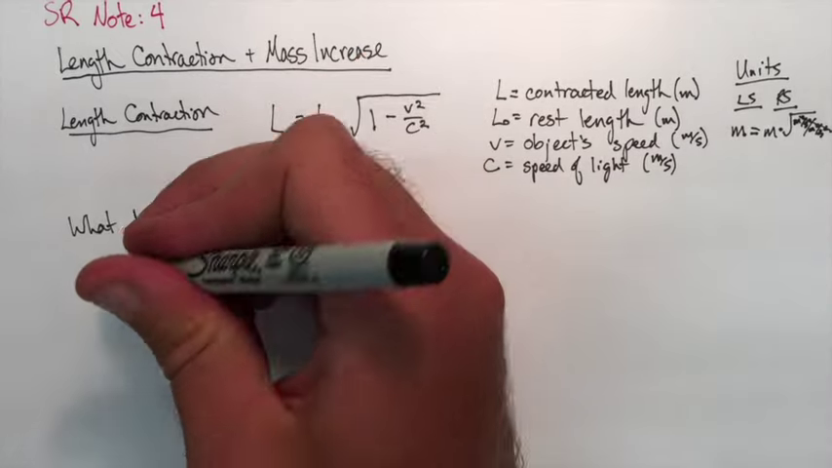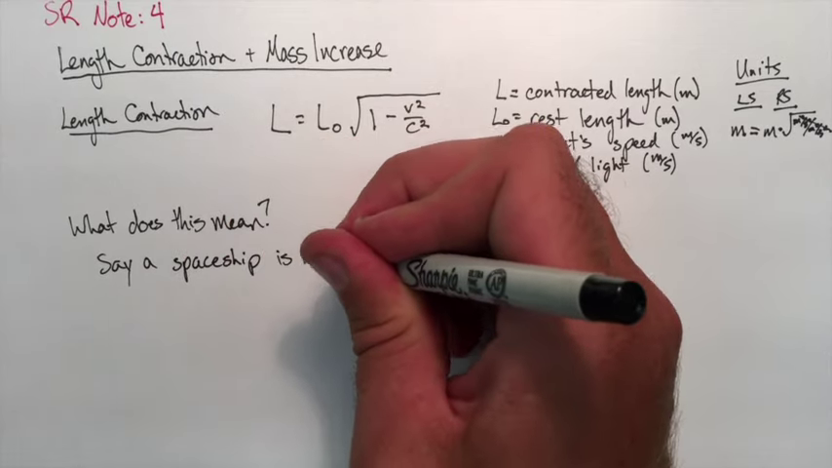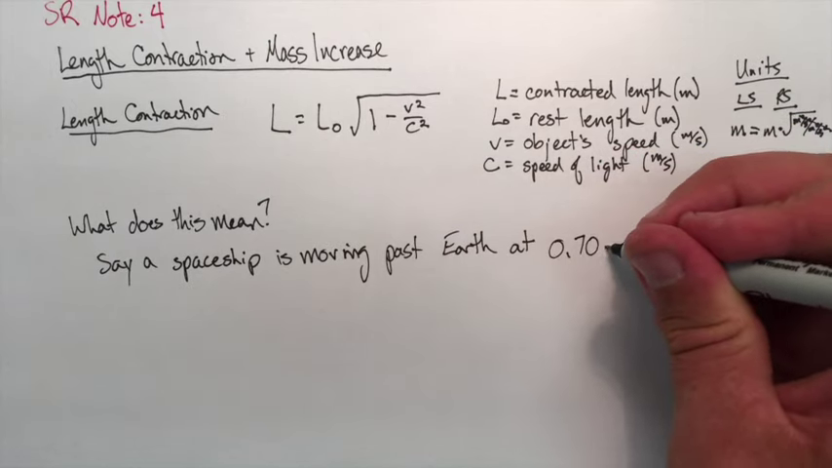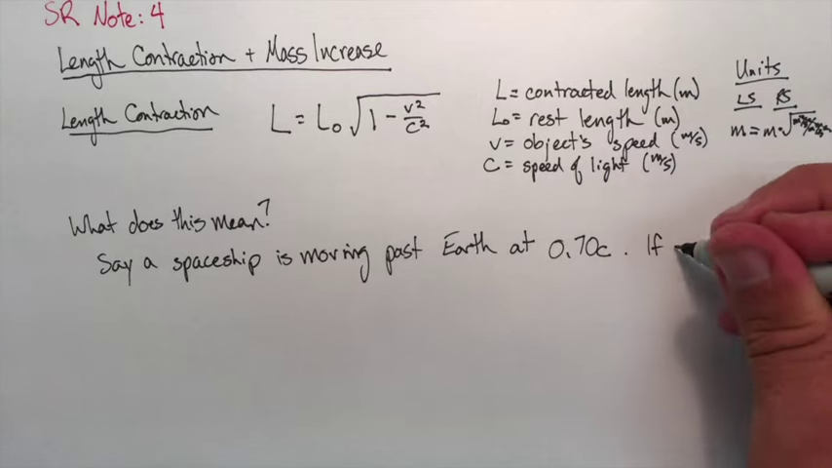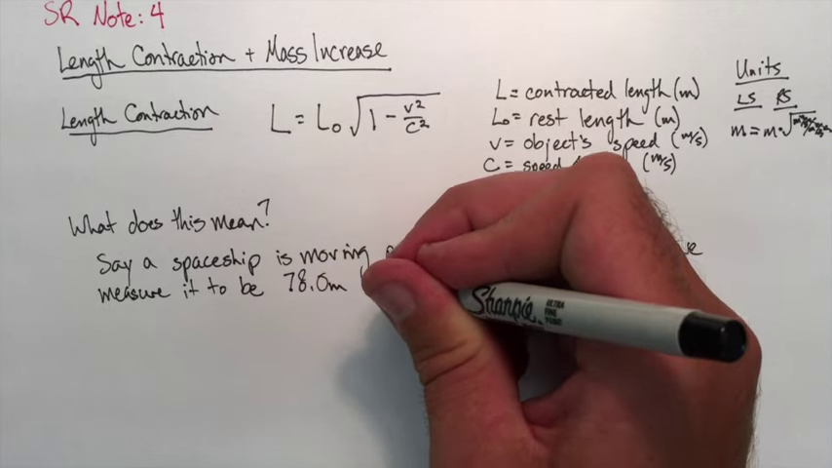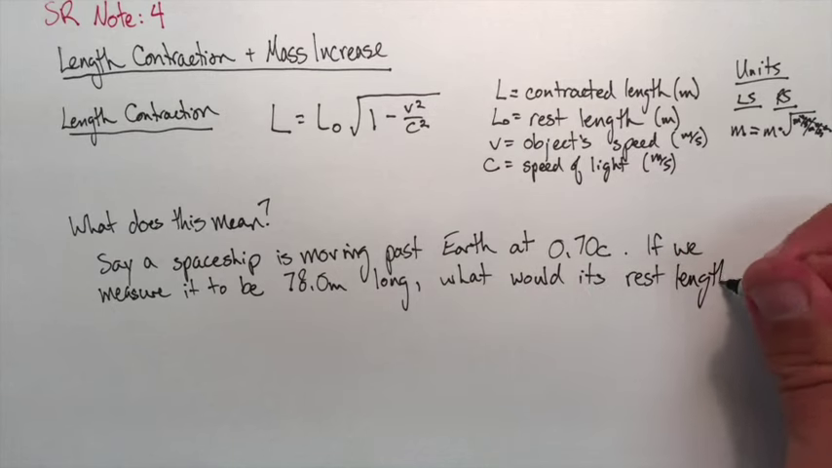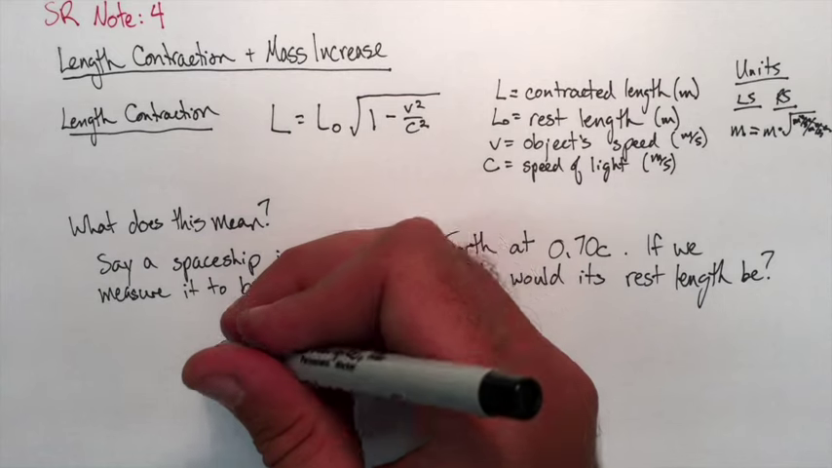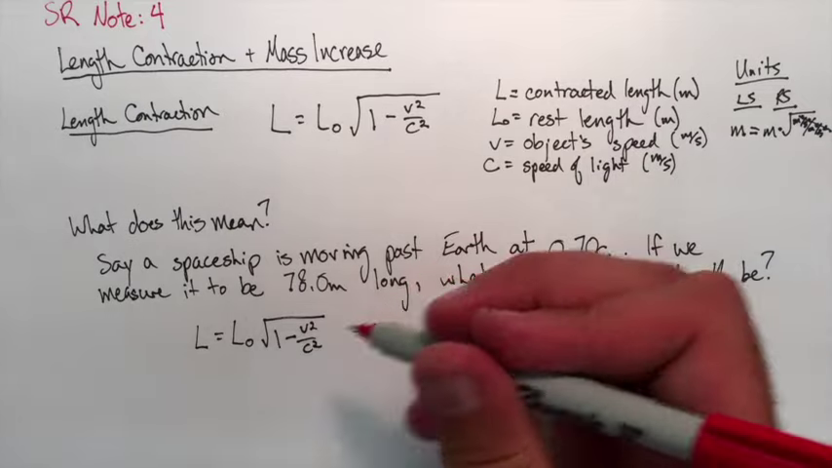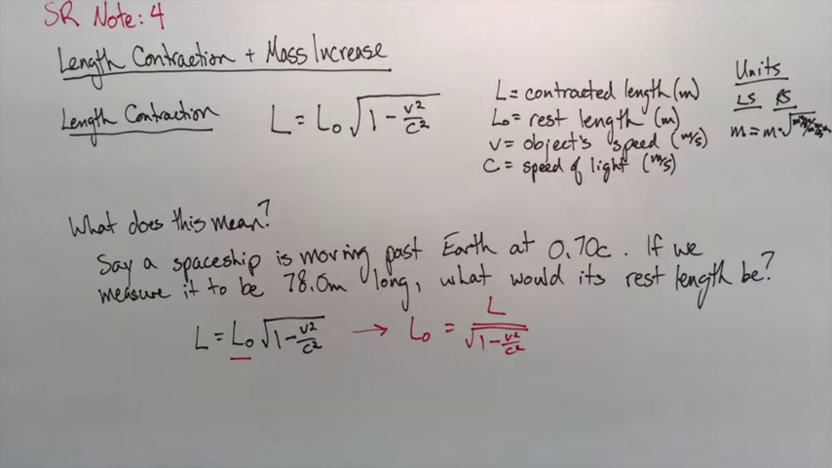So what does it mean? Let's use it in an example. Say we have a spaceship moving past Earth at 70% the speed of light, so 0.70 c. If we measure it to be about 78 meters long, as it's going past the windows and we're looking up, what would the rest length be? Let's use this formula to calculate its rest length, L naught. Here L equals L naught times the root of 1 subtract v squared over c squared. We're going to rearrange that to solve for L naught. So that's what it's going to look like there.